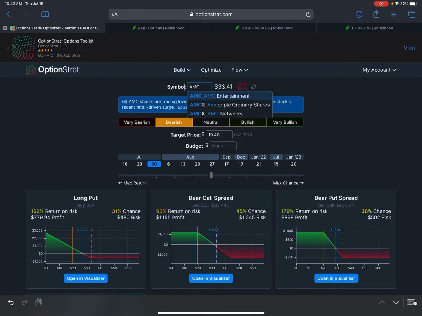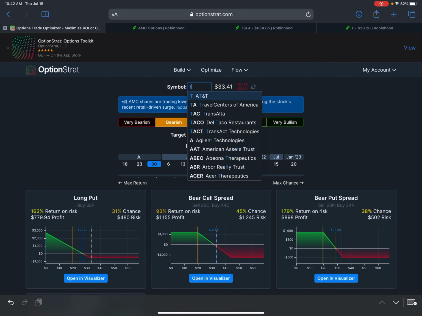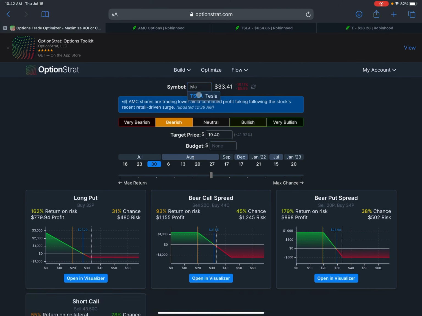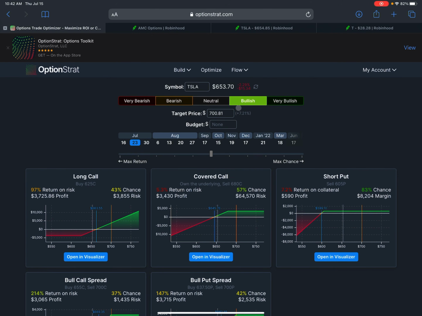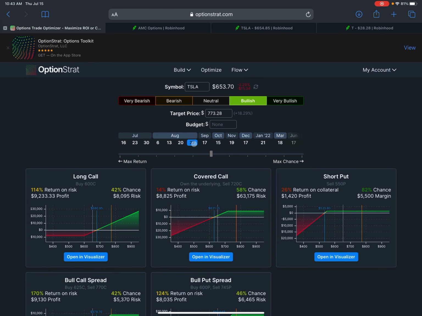Let's take a look at a more bullish stock. If you're bullish on Tesla, ticker TSLA, right now it's trading at $653.70. You can even put in a target price of what you think Tesla is going to be at, but we'll just leave it at what it's set at. And bullish for, let's say, the end of August, so we're giving it some time.